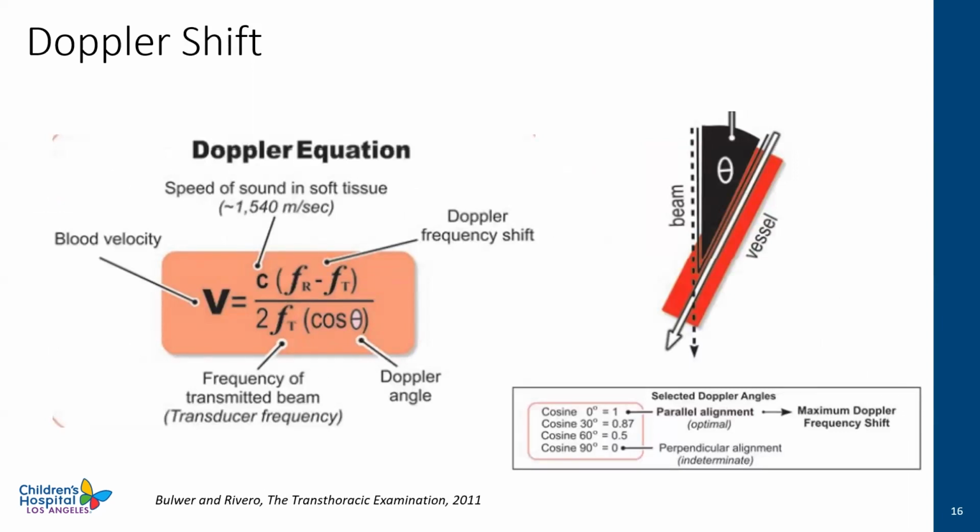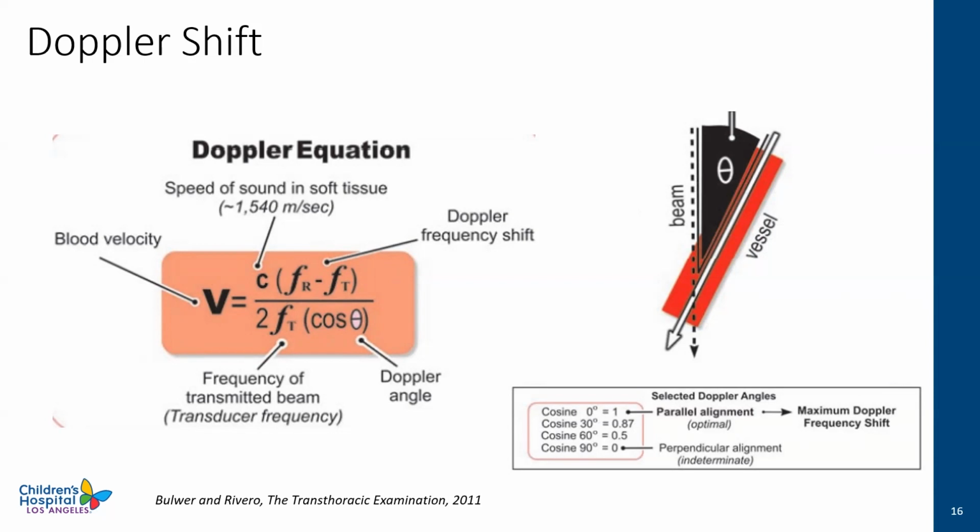This is the Doppler equation, and I'll just point out a few things here. So the Doppler shift then is going to be the difference in frequency between the emitted and the reflected sound waves. And so if you rearrange this equation, you can see that the Doppler frequency shift is going to depend on the velocity of blood flow, the speed of sound in soft tissue, the transducer frequency, and your Doppler angle.